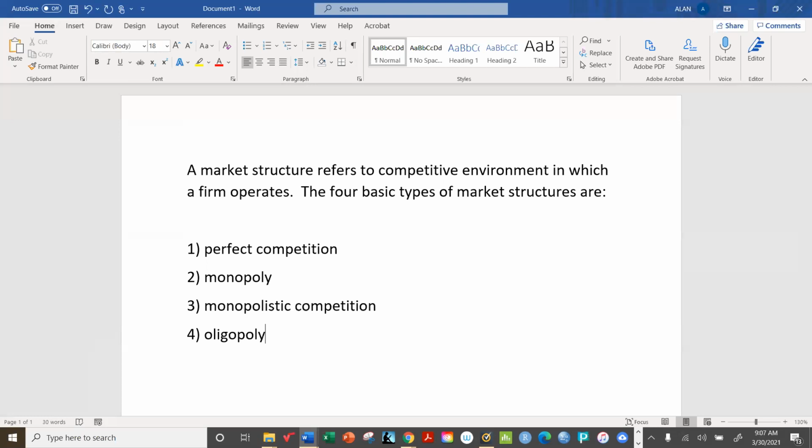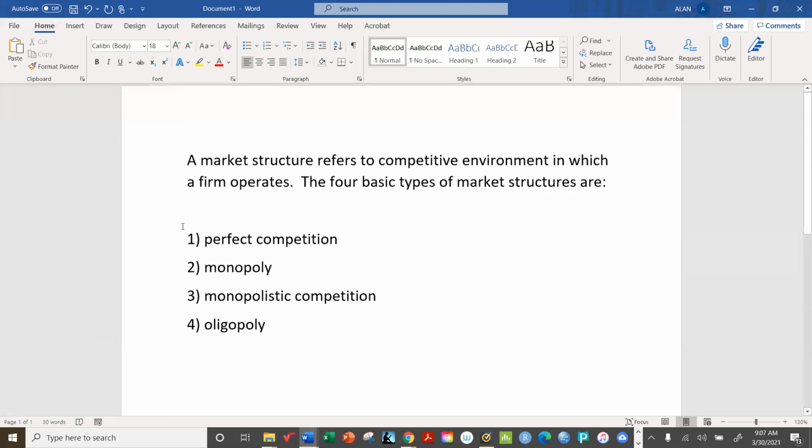Now, all of this stuff we've just done in chapter 14 is really the background that we need to properly analyze these market structures. So let's go get chapter 15 open here.